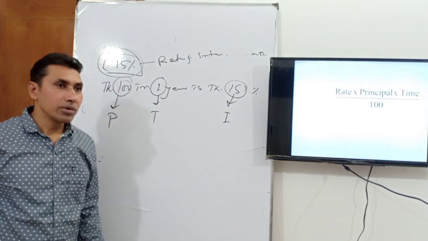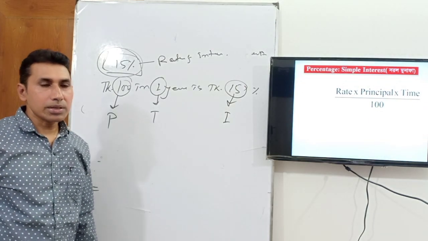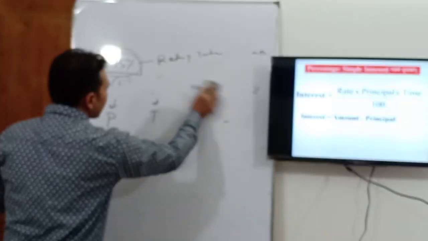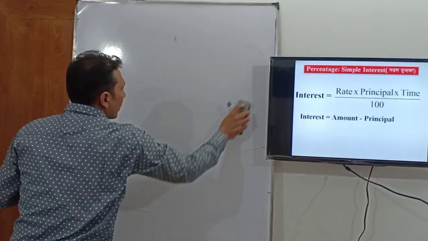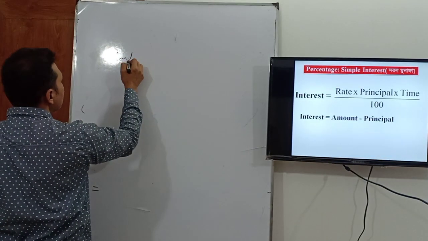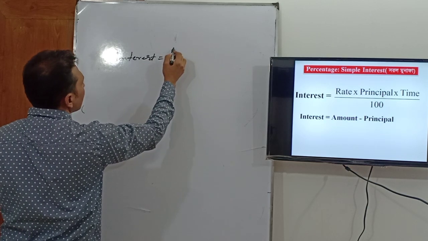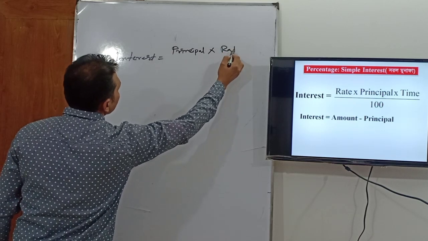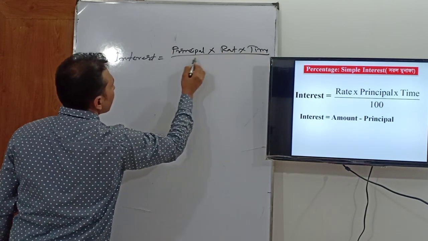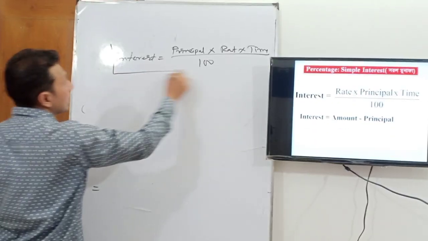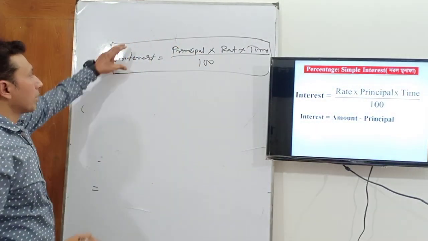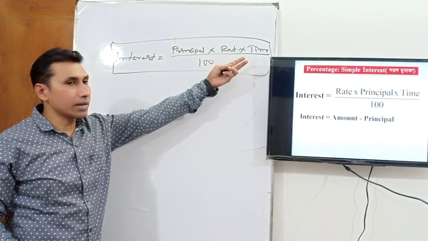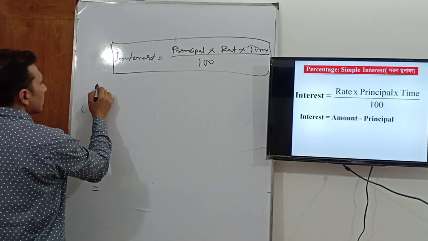Okay, now the formula of simple interest, that means interest equal to, this is the main formula. First formula is that interest equal to principal into rate into time divided by 100. This is the formula of interest. Okay, now you convert this formula and you find out principal, rate and time, and the process is like this.